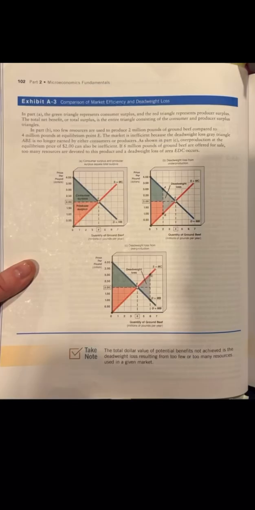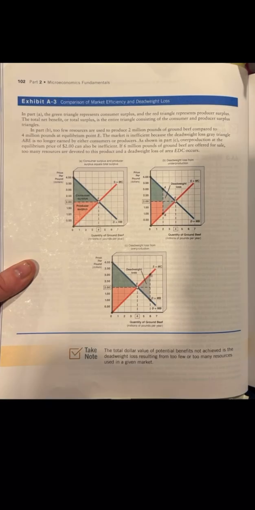Exhibit A3, Comparison of Market Efficiency and Deadweight Loss. In Part A, the green triangle represents consumer surplus, and the red triangle represents producer surplus. The total net benefit, or total surplus, is the entire triangle consisting of consumer and producer surplus triangles. In Part B, too few resources are used to produce 2 million pounds of ground beef compared to the 4 million pounds at equilibrium point E. The market is inefficient because the deadweight loss gray triangle, ABE, is no longer earned by either consumers or producers.